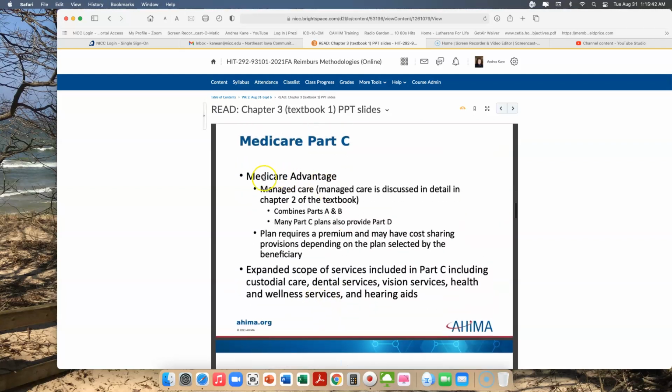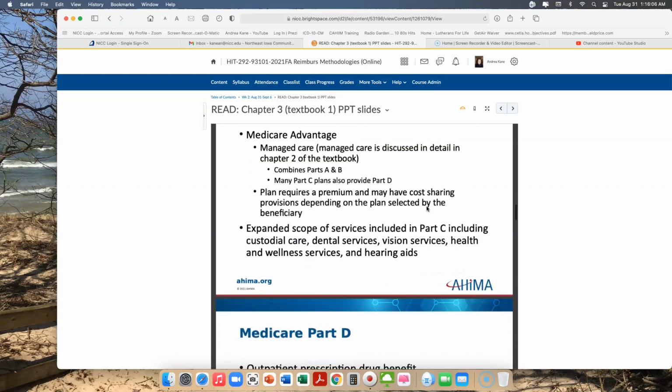Medicare Part C is Medicare Advantage. That's managed care for both Parts A and Part B. And many Part C plans also will provide Part D. The plan requires a premium, may have cost-sharing provisions depending on which plan is selected by the beneficiary, and it has an expanded scope of services, including custodial care, dental services, vision services, health and wellness services, and hearing aids.